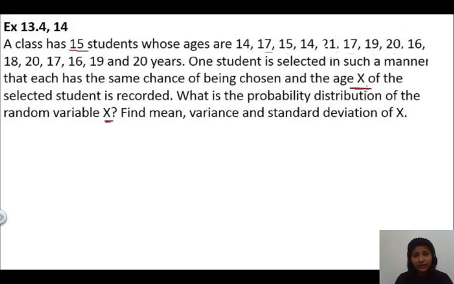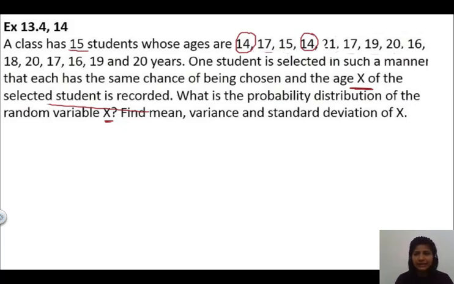Here X is denoting what? The age of the student. Now we have to find mean, variance, standard deviation, same as the previous question. So it's really very easy. You see the minimum age starts from 14, so X is 14. So count the number of students whose age is 14. As you can see, there are two. Correct? So 2 upon 15 will be the corresponding probability.